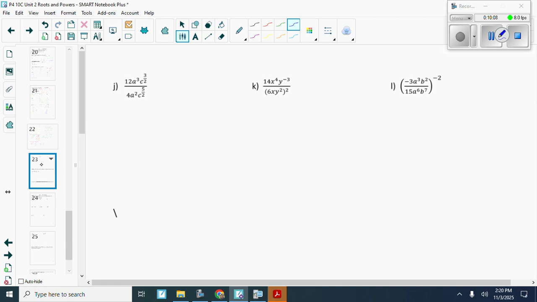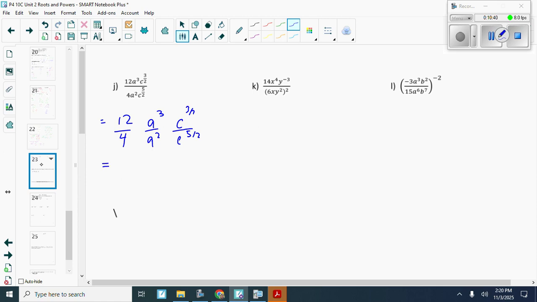So for example, I'm just going to write these a little bit more spaced out so you can see what I'm talking about. I'm going to write the 12 and the 4 separately, then the a cubed over a squared, and then the c with these fractions. See how the coefficients line up, the a's all line up, and the c's all line up. Now you can do your exponent laws.